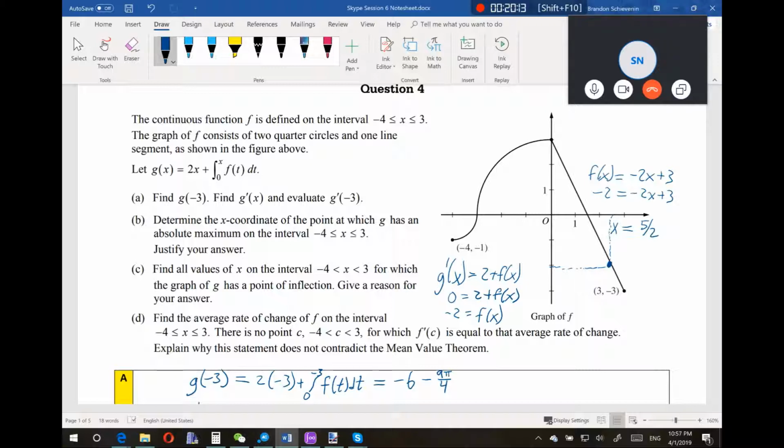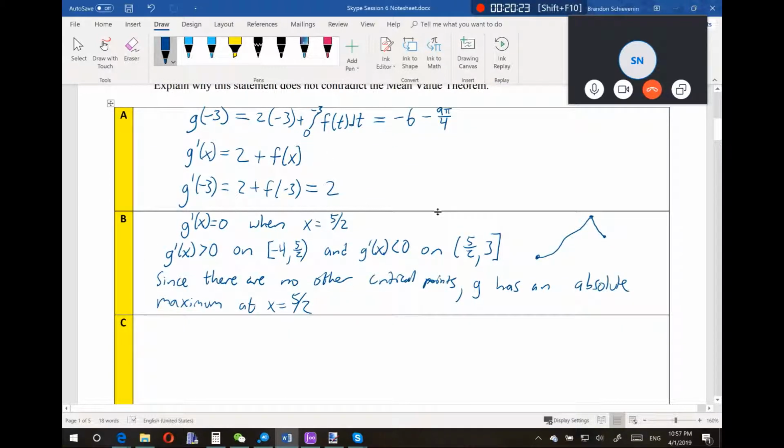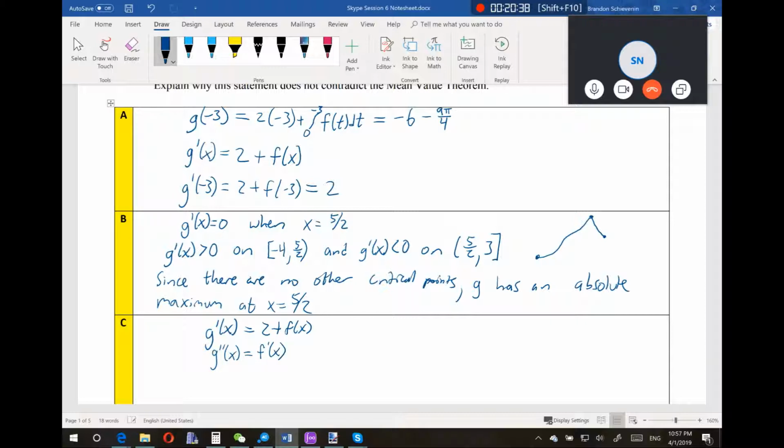It will have 0 for the second derivative. Perfect. Okay, we already have the general form for the first derivative that we got in part A, so I'm going to take that general form and we'll derive it one more time. So our general form was g prime at x is equal to 2 plus f of x. What happens if I derive that one more time? F prime x. Perfect. Okay, so our second derivative is equal to the first derivative of f.